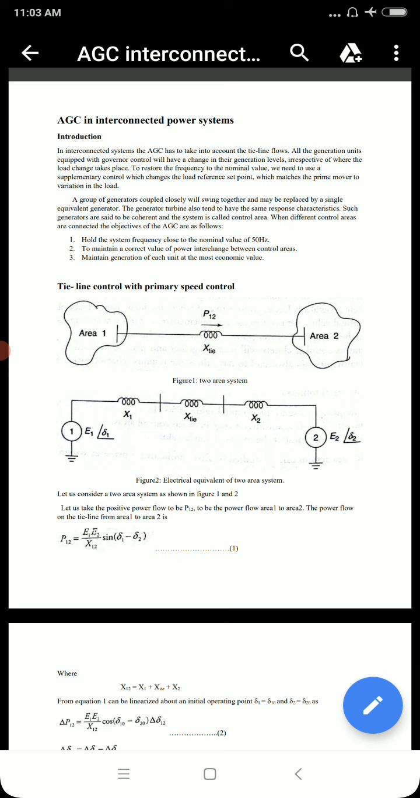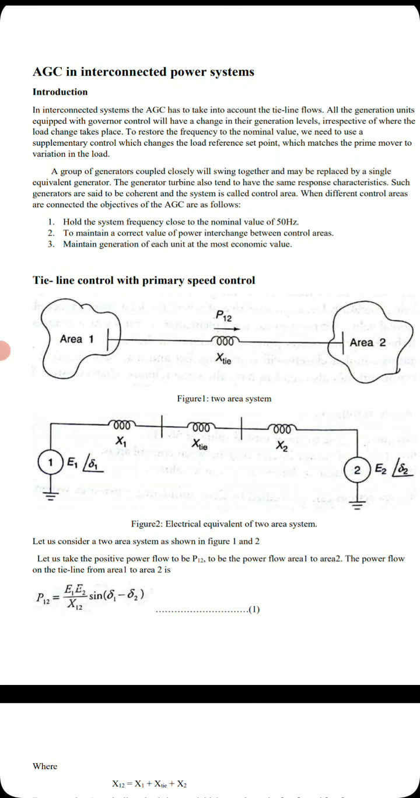When different control areas are connected, the objectives of the AGC should be: the first one, hold the system frequency close to the nominal value of 50 Hz. Second, maintain a correct value of power interchange between control areas. And third, maintain the generation of each unit at the most economic value. So this is regarding the objectives of AGC in an interconnected system. Okay, so directly we will move to the subject.